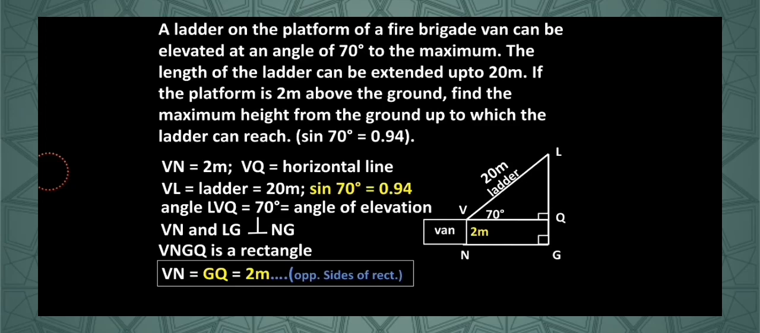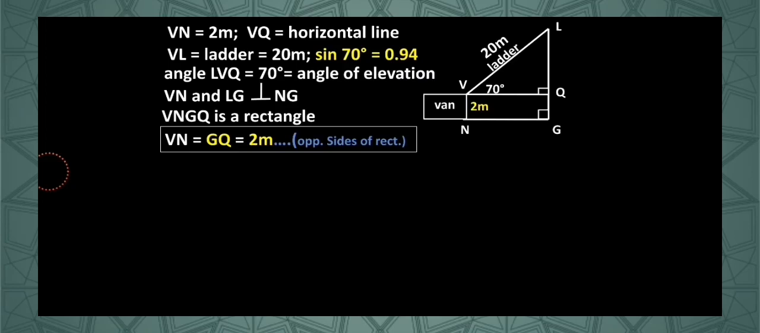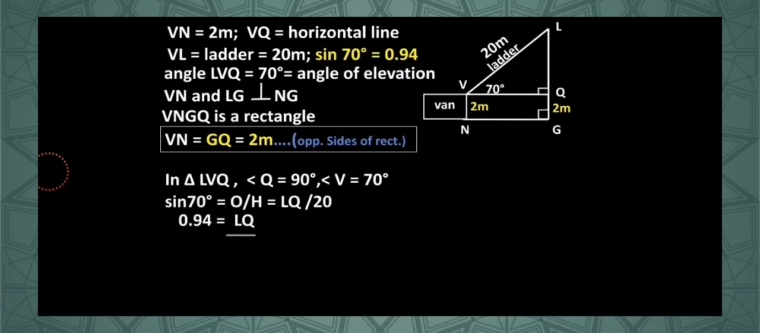Now we don't want that question part, so it is time to move ahead with the second step of the action plan, because we now know GQ is 2 meters. Now we will find LQ by applying sine 70 in the triangle. Which is the triangle? LVQ. Angle V is equal to 70 degrees, and sine 70 is opposite upon hypotenuse. That makes LQ upon 20. The hypotenuse is VL, that is VL equal to 20 meters, which is given already in the question.